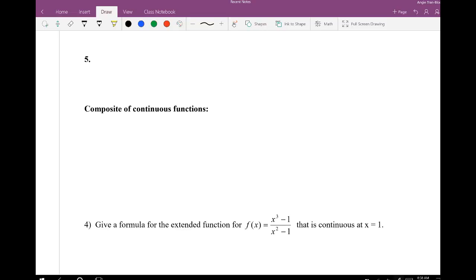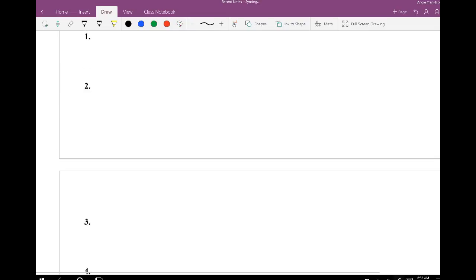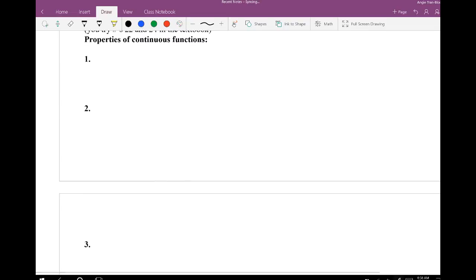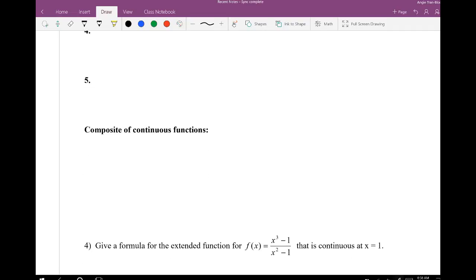So the last thing we have is the properties of continuity, okay? We have number 5 left to fill out, and then we have the composite of continuous function property as well. So we'll fill those two out, and then we will do the last two examples. I believe the last one we left off was the constant multiple.